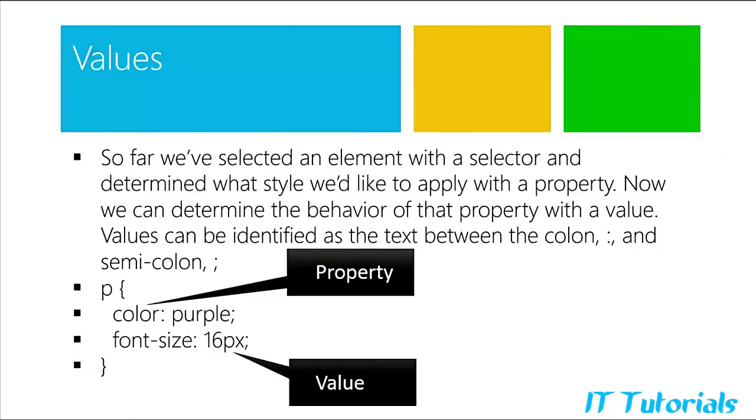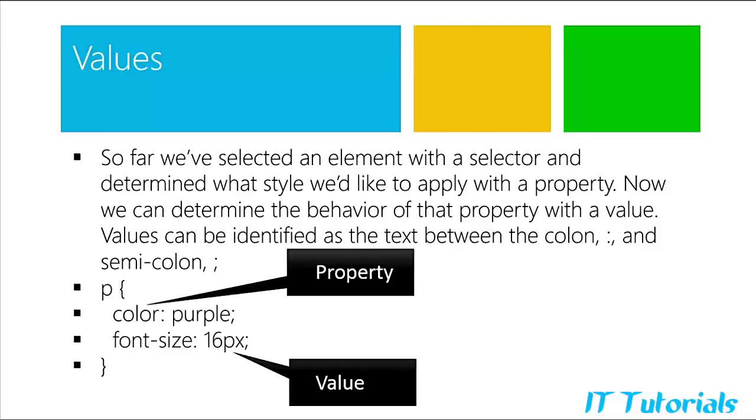Values within cascading style sheets. So far we've selected an element with a selector and determined what style we'd like to apply with the property. Now we can determine the behavior of that property with a value. Values can be identified as the text between the colon and the semicolon.